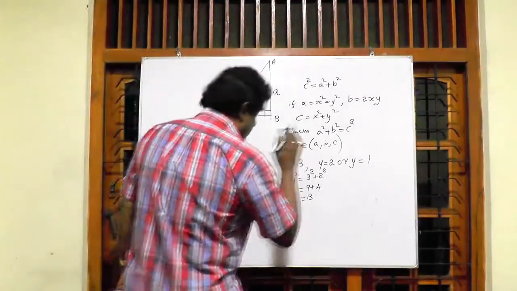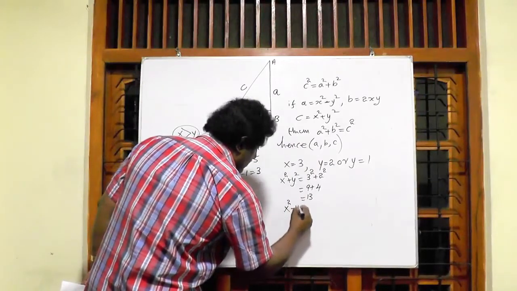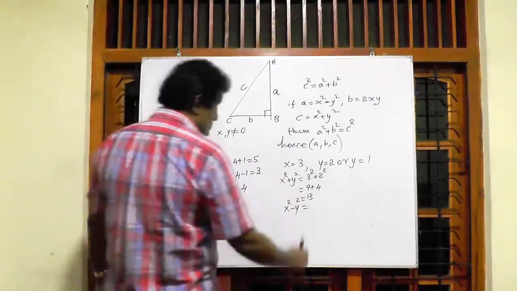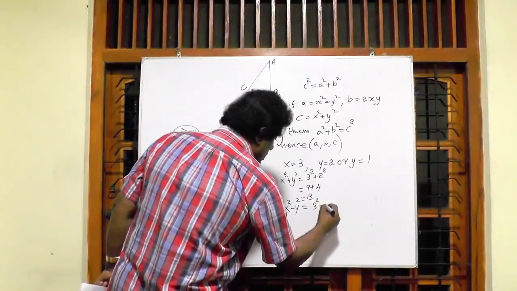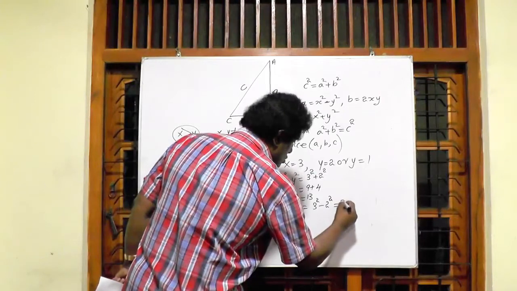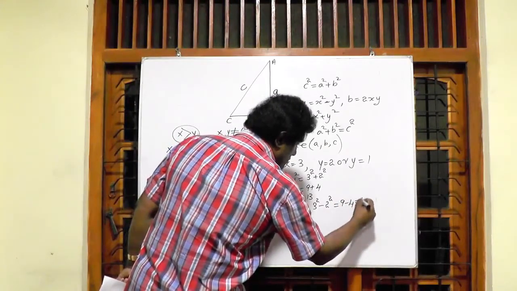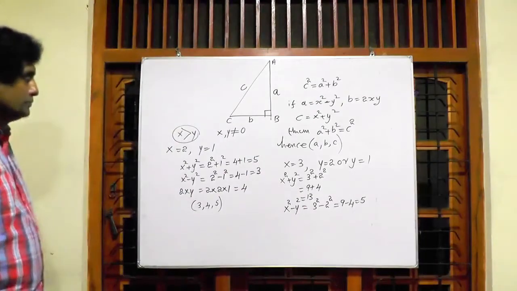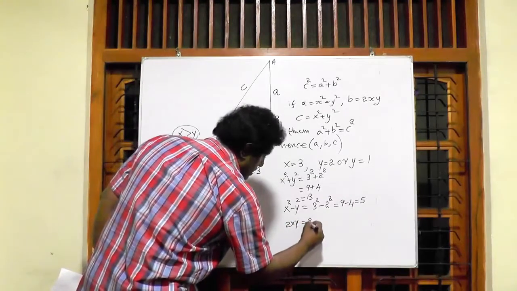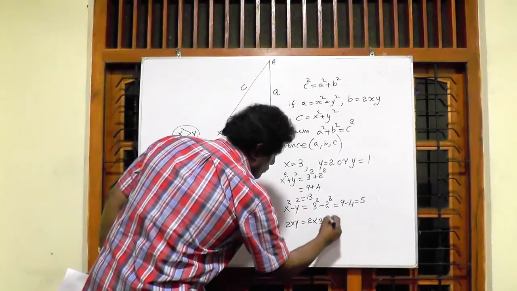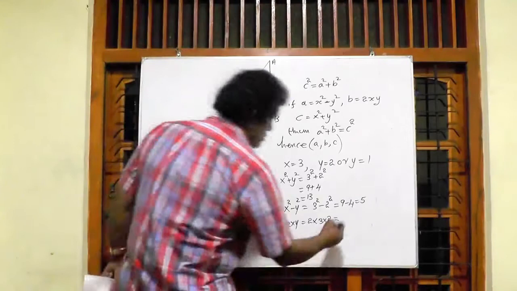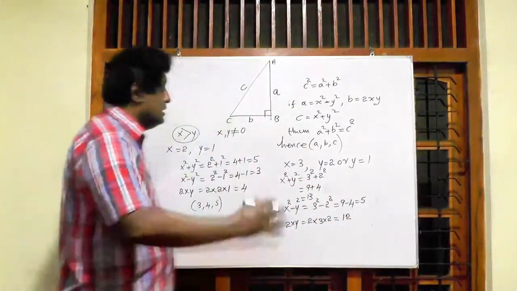Then we can get the value for x squared minus y squared. If the value of x is 3, x squared is 3 squared. If the value of y is 2, y squared is 2 squared. Then 3 squared is 9 minus 4, that answer is 5. Then finally we have to get the value for 2xy. The 2xy equals 2 times 3 times 2. The 2 times 3 is 6, times 2 is 12. Now already we have got another Pythagorean triple.